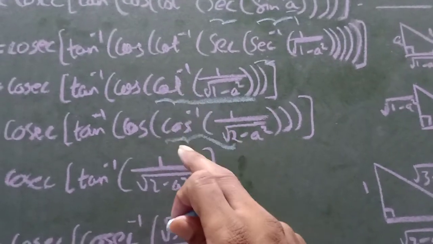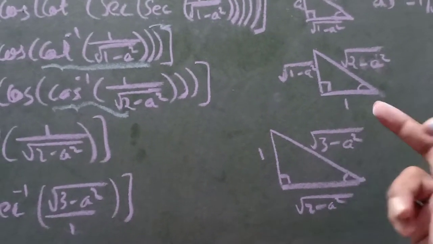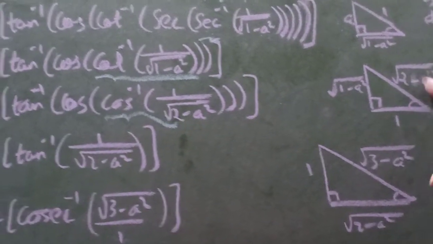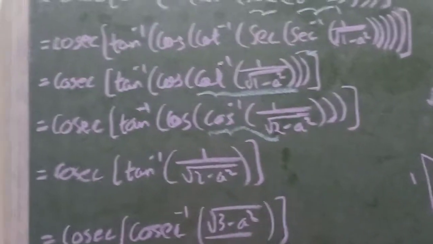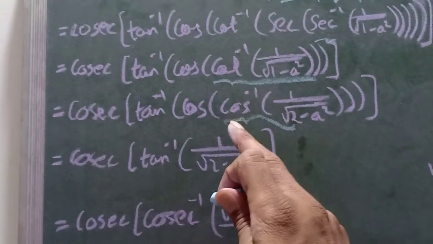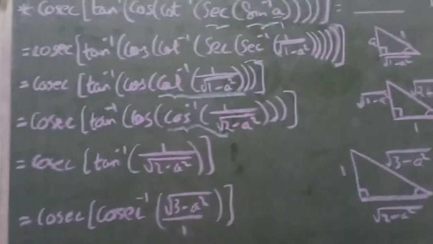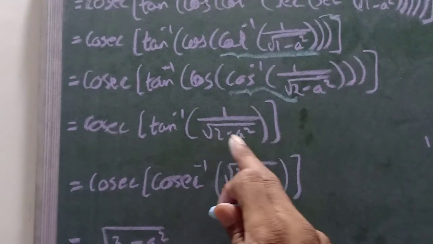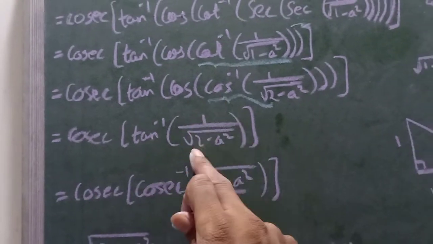So this cot inverse will become what, from this right angle triangle, in terms of cos inverse? The definition of cos function is adjacent upon hypotenuse. So this will be cos inverse of 1 upon root of 2 minus a square. So this cot inverse I have written as cos inverse of 1 upon root of 2 minus a square from this triangle. Now cos and cos inverse will get cancelled. So you'll get 1 upon root of 2 minus a square. Now we have cosec of tan inverse of 1 upon root of 2 minus a square.